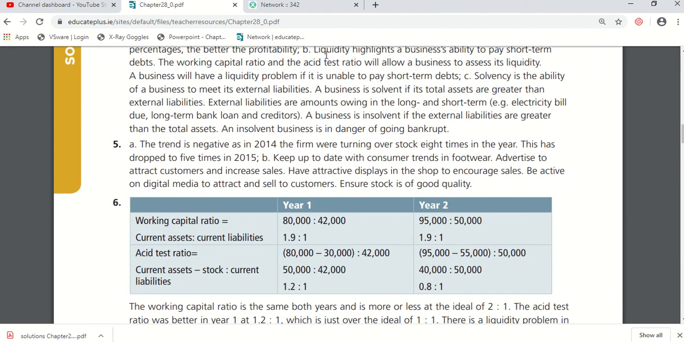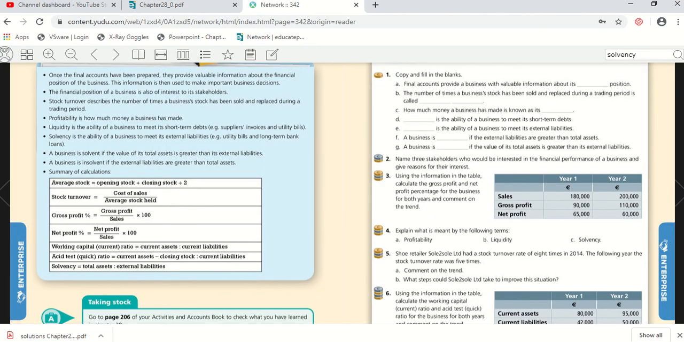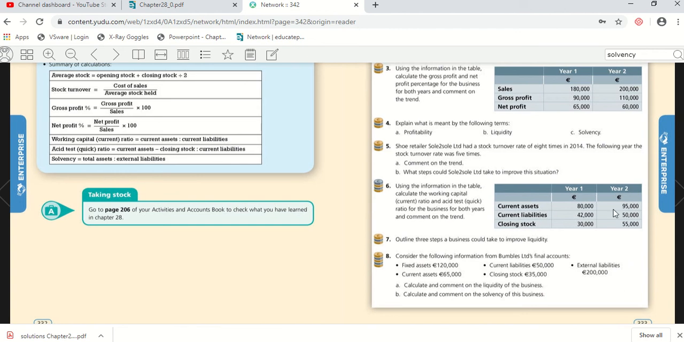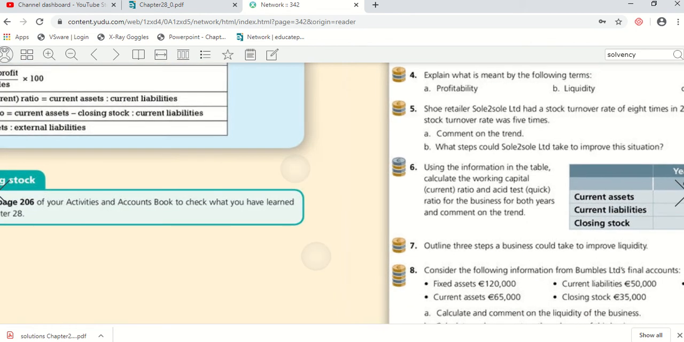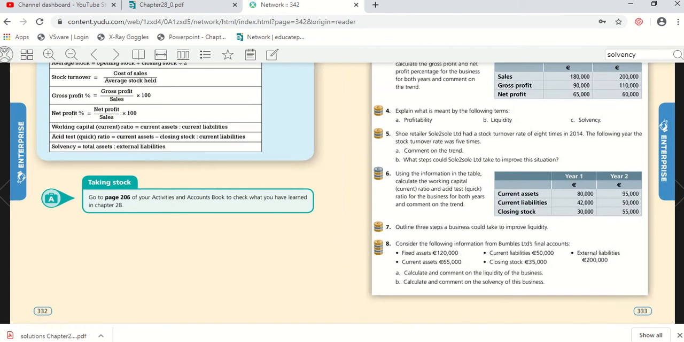So question 6 is looking at year 1 to year 2. This time you have to look at the liquidity, so your working capital ratio or current ratio as it's also called, and your asset test or quick ratio. So remember, the formula is current assets divided by current liabilities for the current ratio, and then you take away closing stock for the other ratio, the asset test ratio.